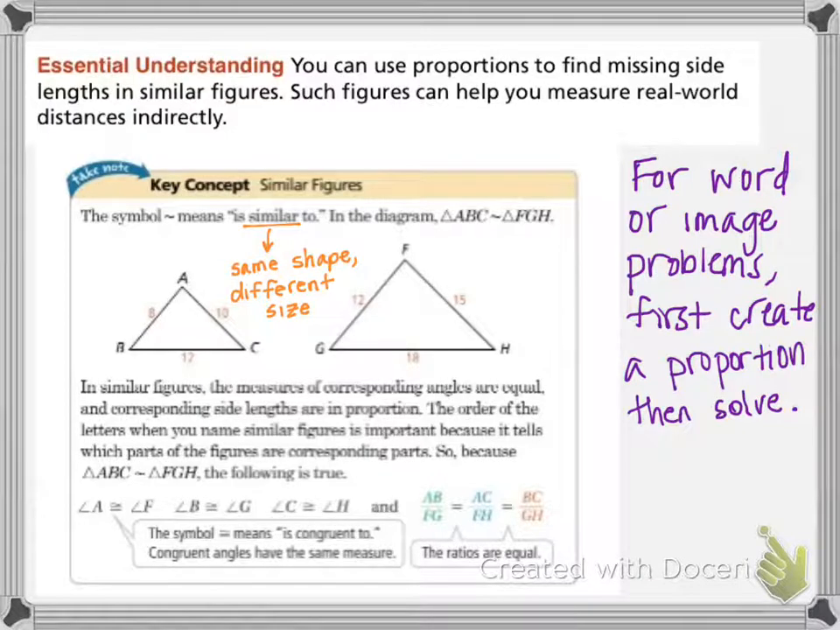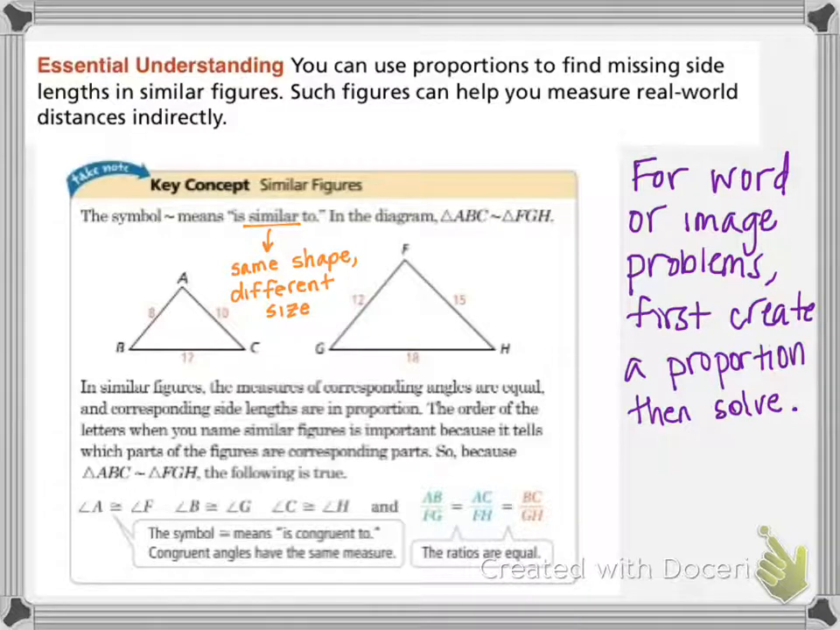So now that we've learned both methods of solving proportions, how are we going to use them? So we use proportions to find missing side lengths in similar figures. A similar figure or similar figures look like they're the same shape, but they're just different sizes. So imagine it's like you took one shape and then you zoomed into it so it got bigger. Looks the same, just a different size.